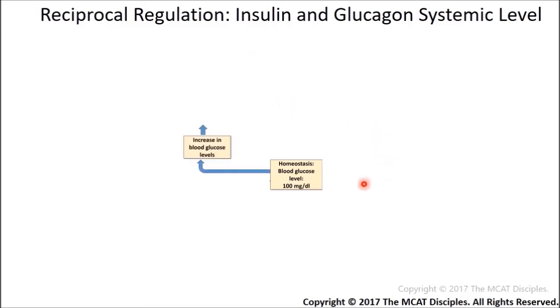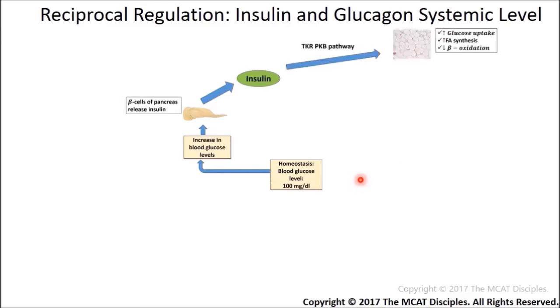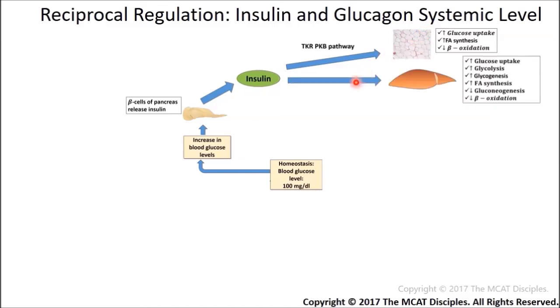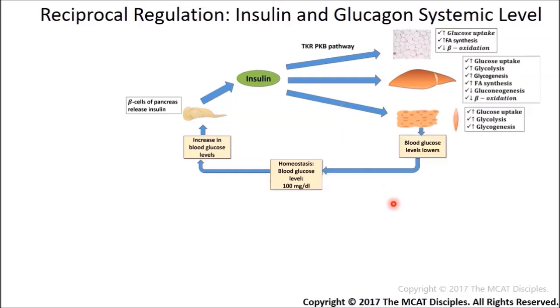There's nothing new. Increased blood glucose levels. Beta cells increase release of insulin. Through a tyrosine kinase receptor, protein kinase B, phosphodiesterase pathway, at the fat you increase glucose uptake, increase fatty acid synthesis, and decrease beta oxidation. At the liver, you increase glucose uptake, glycolysis, glycogenesis, fatty acid synthesis, and decrease gluconeogenesis and beta oxidation. In general cells and muscle, you increase glucose uptake, glycolysis, and glycogenesis. And blood glucose levels lower.